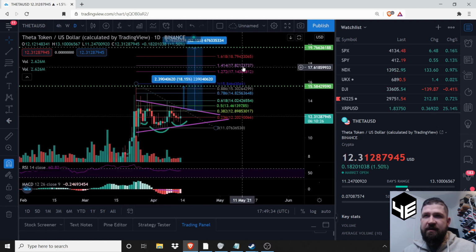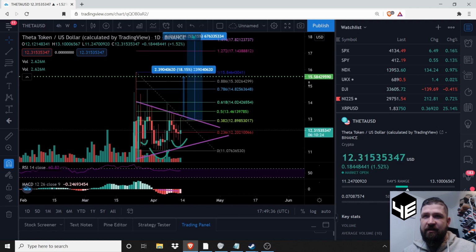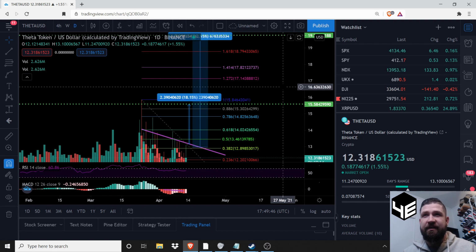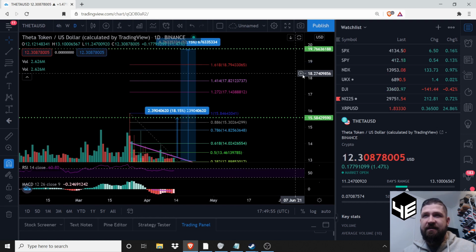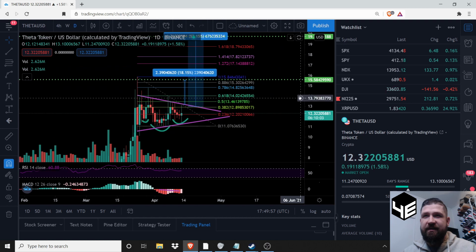So you could use all the different fib targets. The most common one is the 61.8% retrace, which would be at about 14 bucks. You have the 786, the 886, the 100%. Then you have the much higher targets, which are the home run targets. And the highest one I think it would go to is the 1618, which would be at about $18.80. So that's how you find targets on trades.